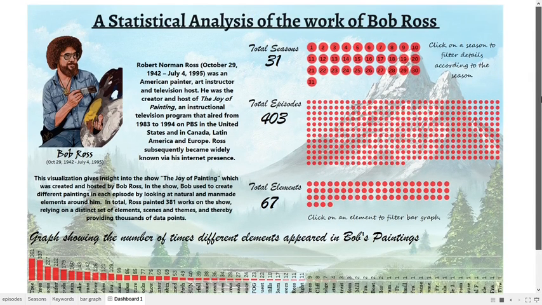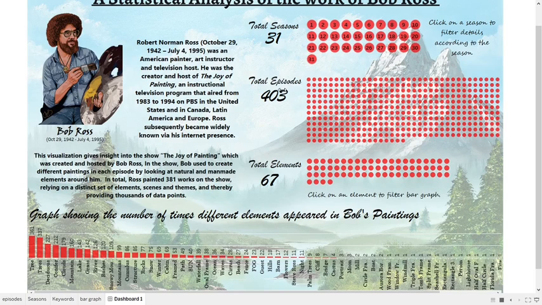Now I have these three graphs here. First of all, we have total seasons, 31. So each circle here represents a season. Then I have total episodes, 403. So here each circle represents an episode, all 403 episodes. Here it is written as 403. So basically there are 403 circles.